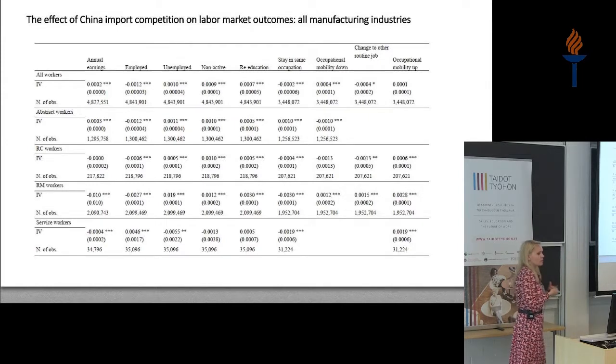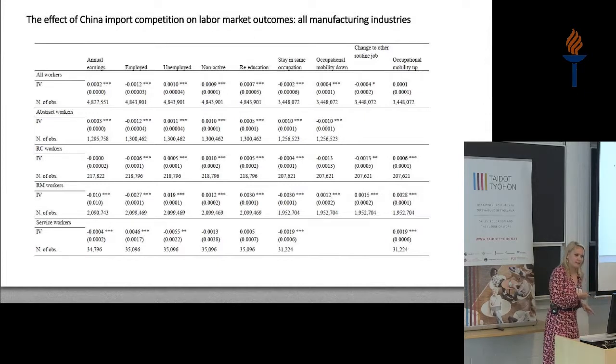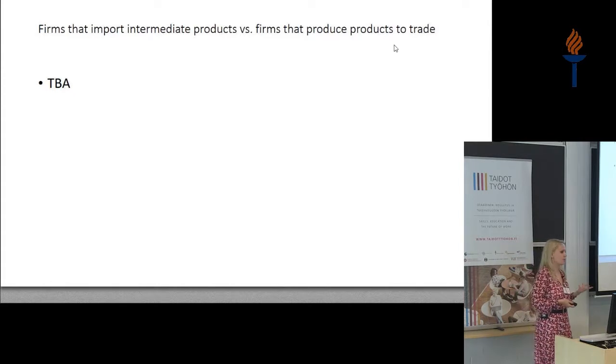Based on these results, China import competition decreases employment, increases unemployment, increases non-activity, and also routine cognitive workers are more likely to move to abstract, high-level, high-wage occupations. But on the other hand, the results are not robust for wages. I don't know why, but for other outcomes, the results are highly robust. This is what we should do next: we will compare the firms that import intermediate products versus firms that produce products to trade.